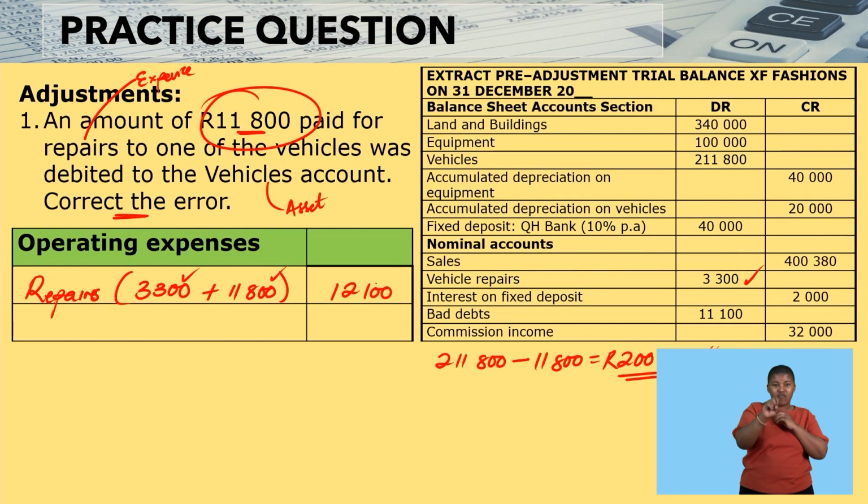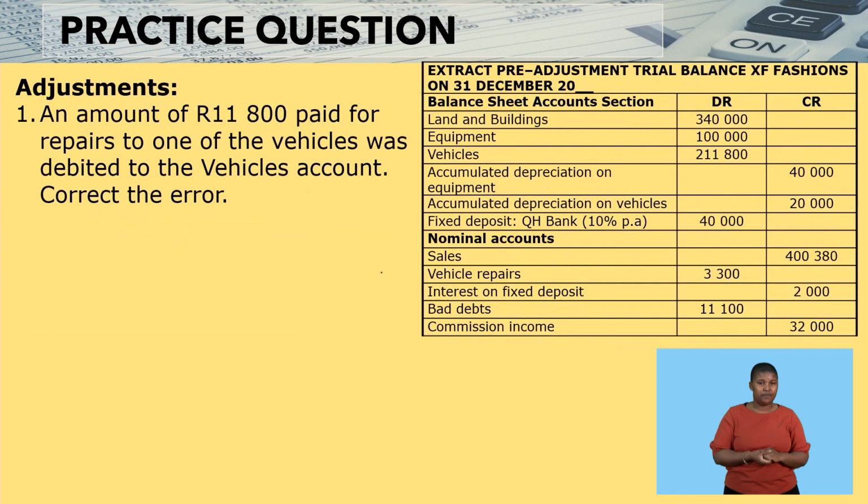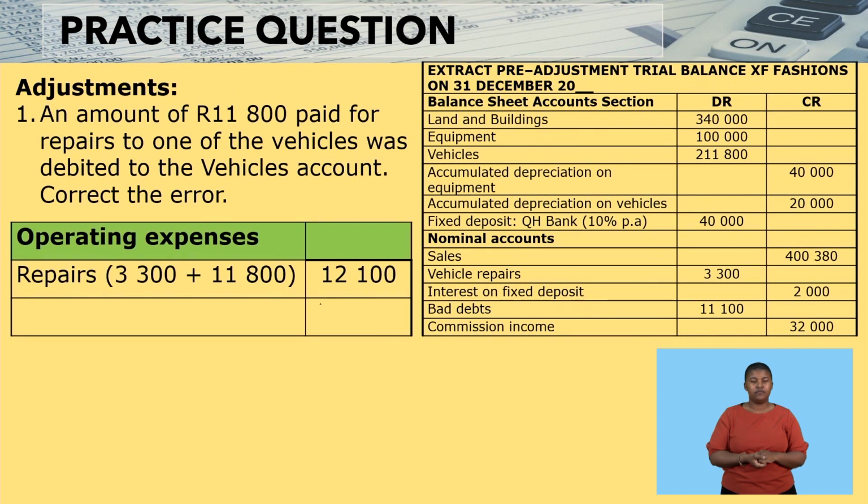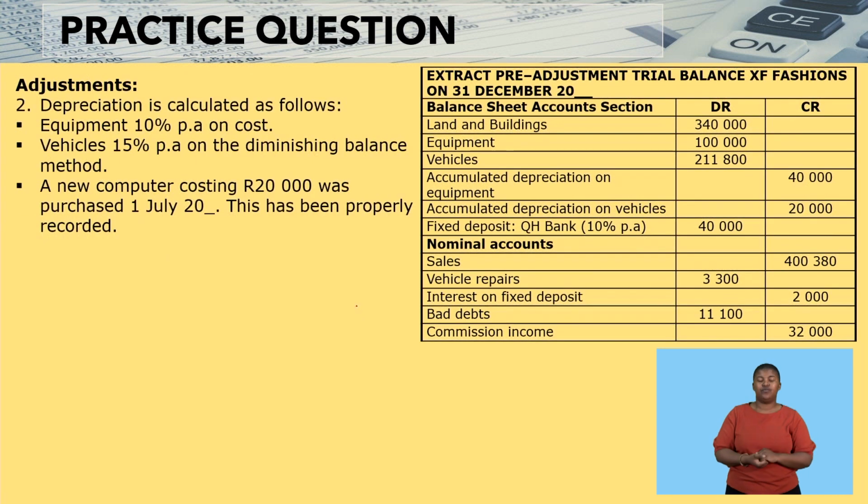3,300 plus 11,800 gives you 15,100. That is how it's supposed to be done. This is what we have already done. Okay? I'm going to move on to adjustment number 2.